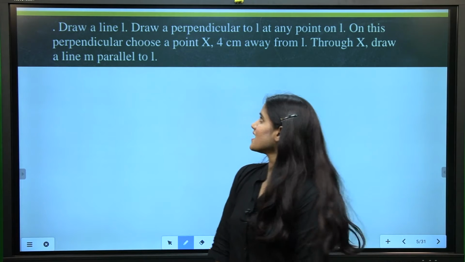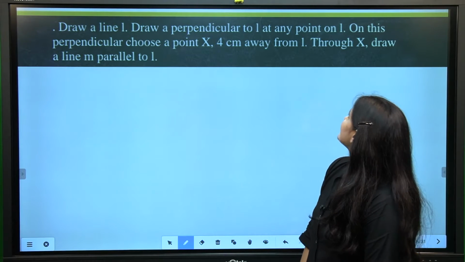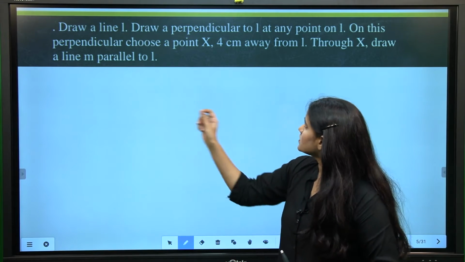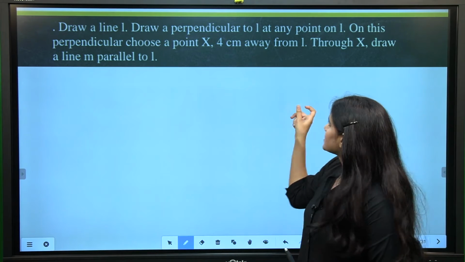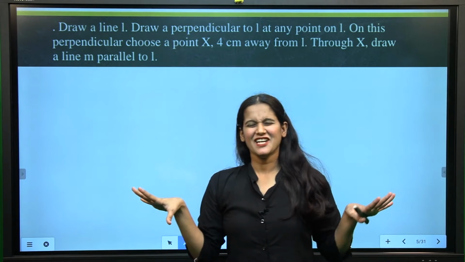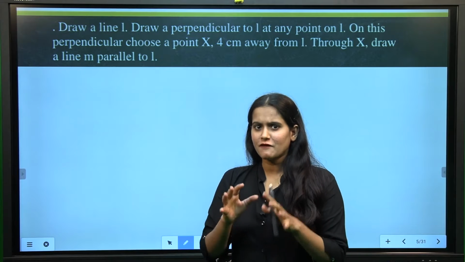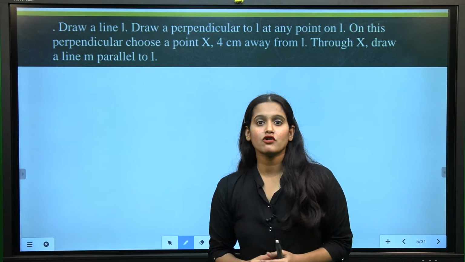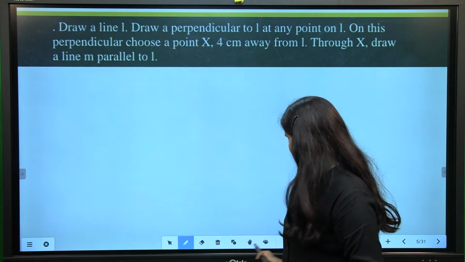That's our question. Draw a line L, draw a perpendicular to L at any point on L. On this perpendicular, choose a point X 4 cm away from L. Through X, draw a line M parallel to L. It looks complicated, right? But it's very easy if you understand it. So first, I'll just show you with a rough diagram and then we can move on to the construction part. That will be easier.